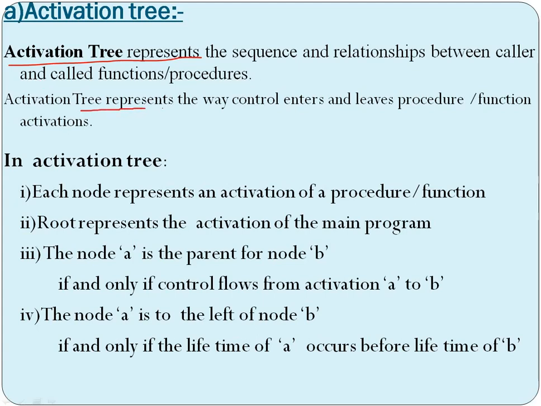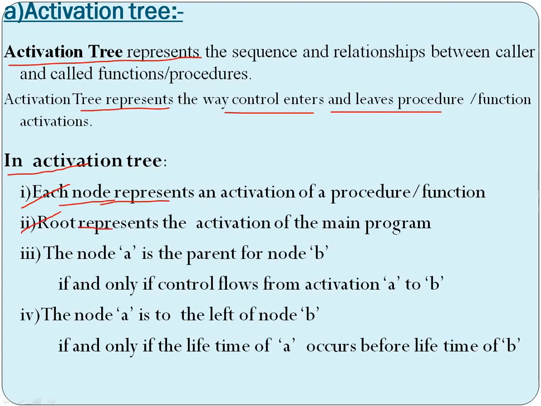So the activation tree represents the way the control enters and leaves the procedure activations. We will draw a tree structure where the information is available in hierarchical format, and there is a root node, branch nodes, leaf nodes, like that. In this activation tree, each node represents an activation of a procedure. An activation means the execution of the procedure.